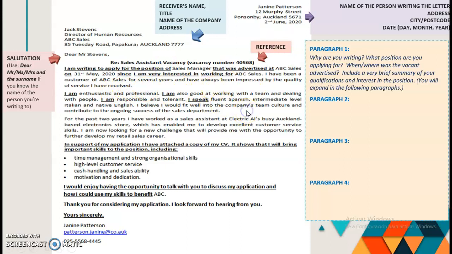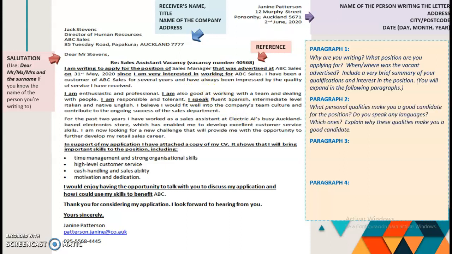In the second paragraph, the letter becomes more personal because you need to highlight the personal qualities that make you a good candidate for the position that you're applying for. For example, "I am enthusiastic and professional. I am also good at working with a team and dealing with people. I am responsible and tolerant."